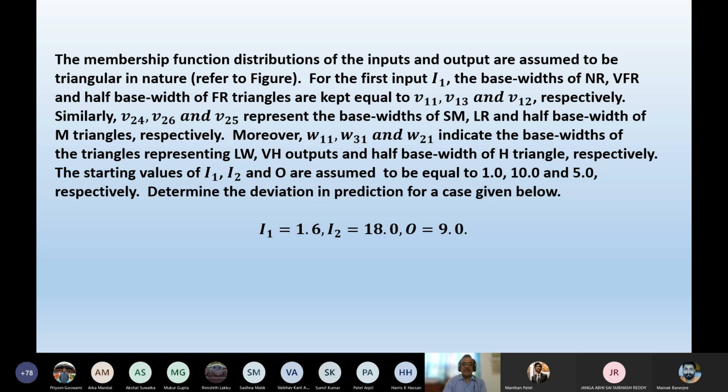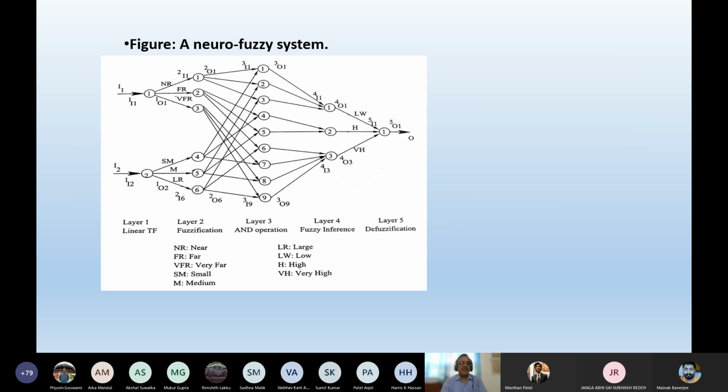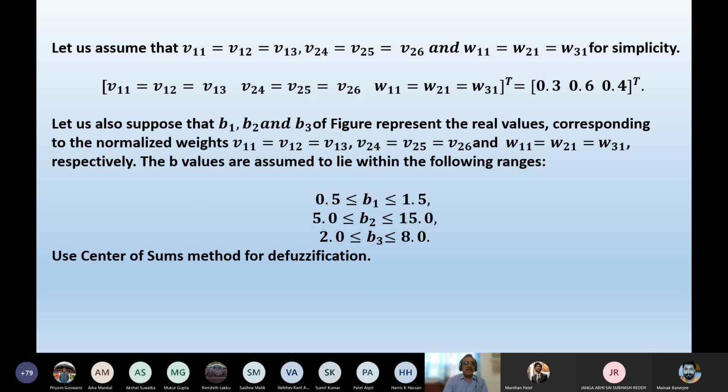Determine the deviation in prediction for a case given below, that is I1 is 1.6, I2 is 18.0, and the target output is 9.0. It is very simple and I have already discussed it, so you will find that you will be able to solve it very easily. Let us assume the statement is not yet finished.